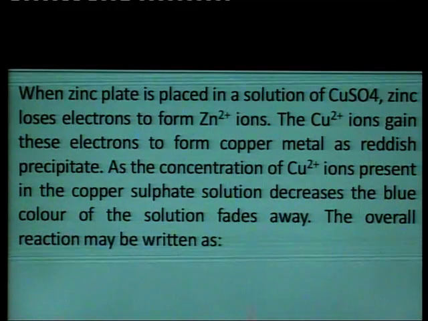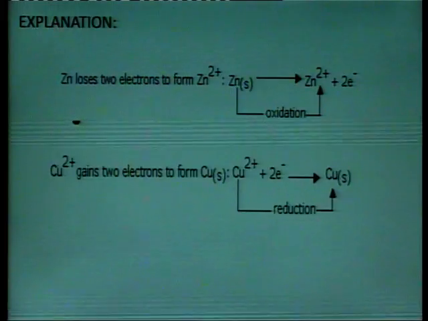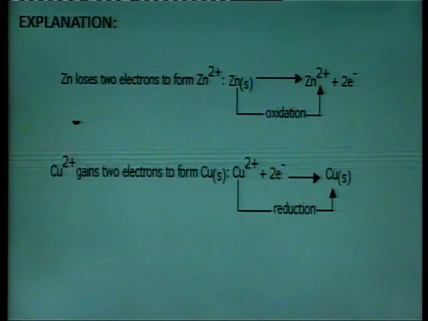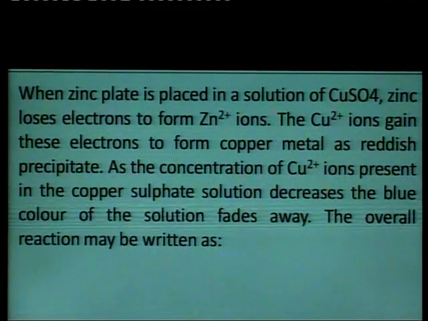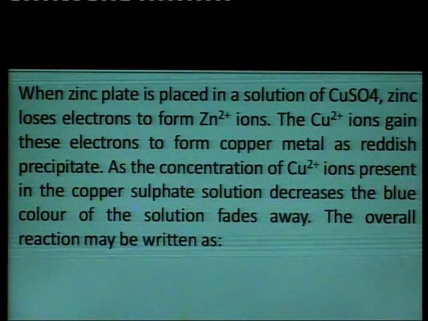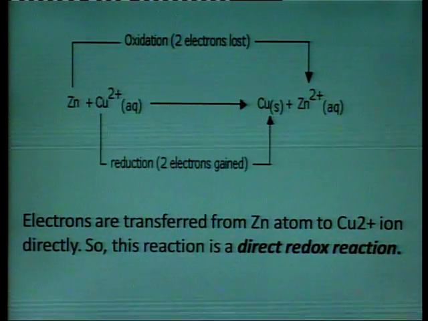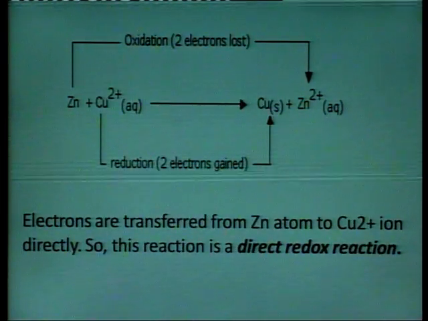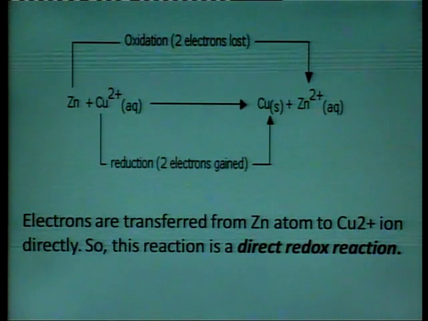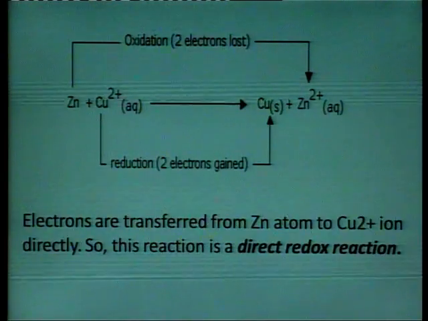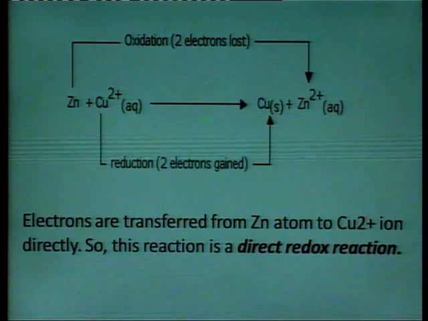When we combine the two processes, that is oxidation and reduction, and cancel 2 electrons from both sides, we will get the overall reaction, which may be written as zinc plus copper 2 positive ions changing into copper solid plus zinc ions, because 2 electrons have been cancelled and the overall reaction is like this.